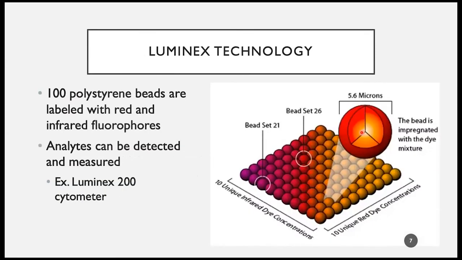So in order to overcome these limitations, the West Lab, in collaboration with the University of Alberta carbohydrate chemists, Dr. Todd Lowary and Dr. Chris Cairo, created a solid phase assay that uses Luminex technology. Now, to briefly describe Luminex technology, it uses polystyrene beads that are labeled with different proportions of red and infrared fluorophores, thus producing 100 unique beads that can be identified using Luminex detection systems, such as the Luminex 200 cytometer. Conjugation of a specific capture molecule, such as an antigen or an antibody, to the beads allows for detection and quantitation of the analytes in the sample.